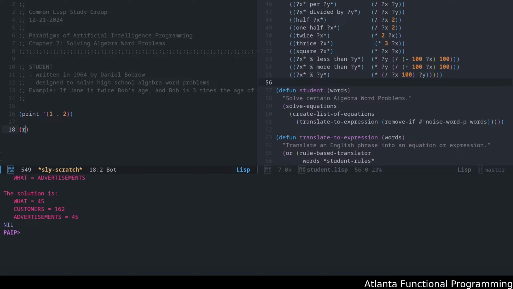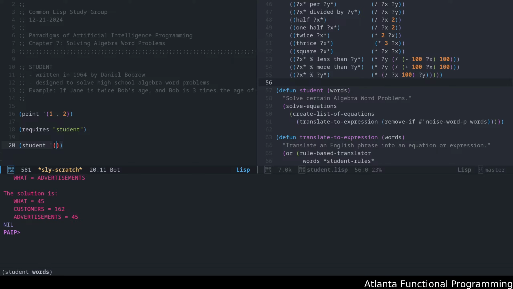Since this is a ding, let's just make sure that we can require Student being available. Okay, so now it's loaded. Let's go ahead and then run Student on the following thing.